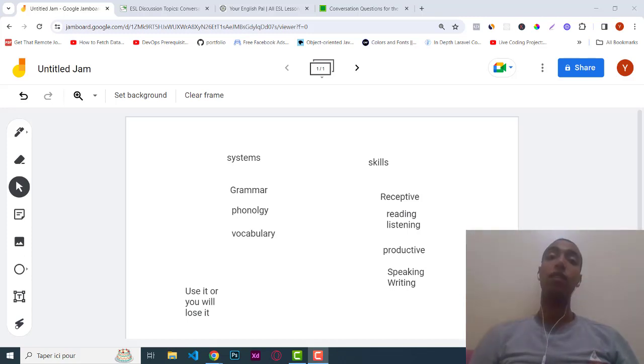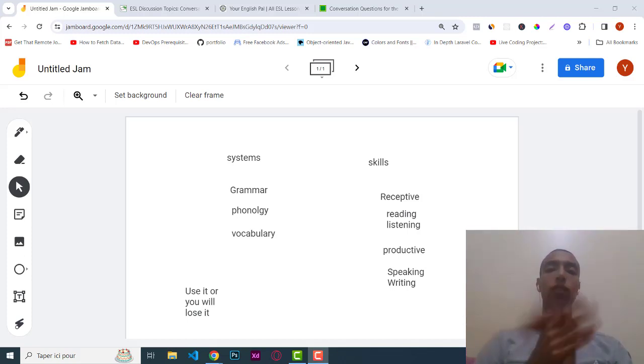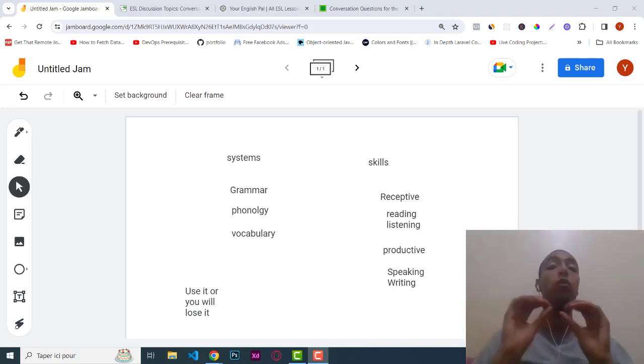I want to clarify something before you can join these sessions. Before we can talk about our sessions, I just want to give you an idea of how each language works and how we can improve our abilities to speak and understand a language in an efficient way. In each language, we have two things that we need to bear in mind. The first thing is systems and skills.